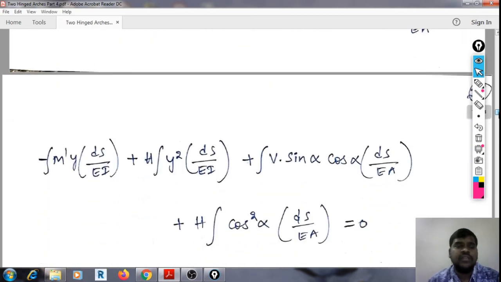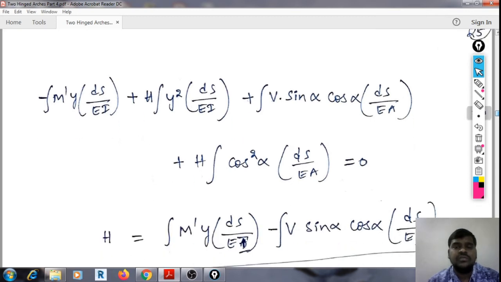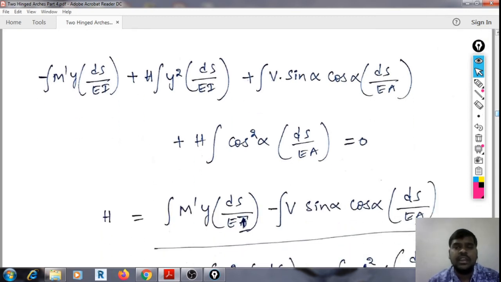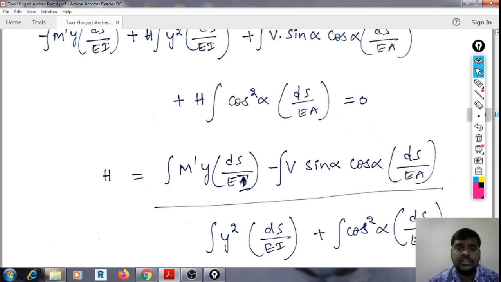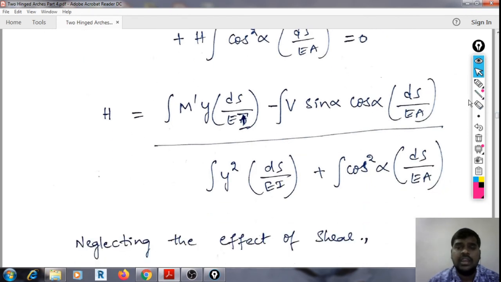And after the simplification, that is integration, this is the step we get. Students need to be careful while solving these integral formulas. Unless we practice, we cannot get these equations. And H is finally obtained like this: integral of M dash y ds by EI minus sin alpha cos alpha ds by EA, divided by integral of y square ds by EI plus integral of cos square alpha ds by EA.